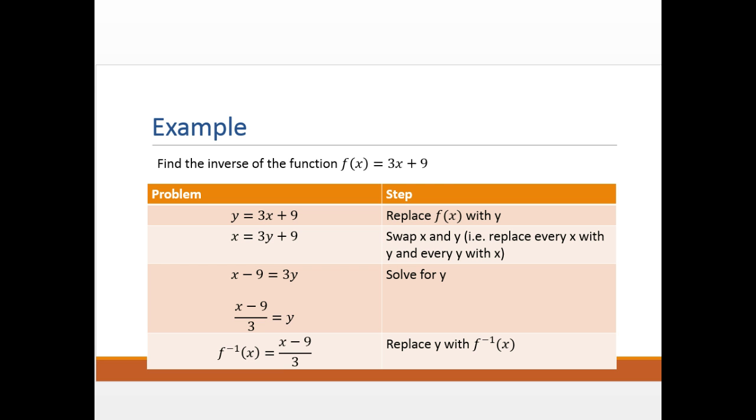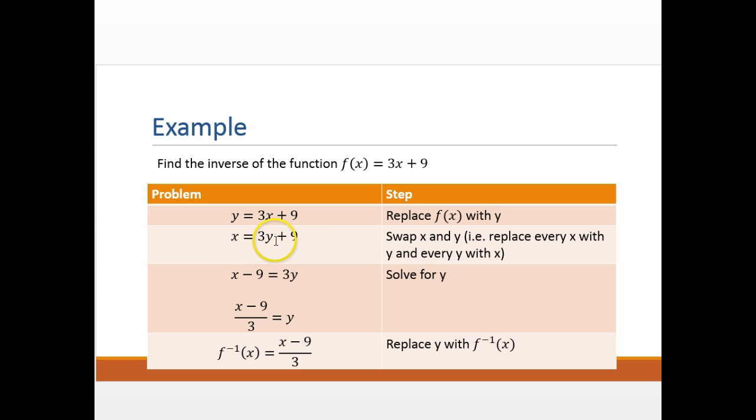Let's look at an example. Find the inverse function of f of x equals 3x plus 9. First step, replace f of x with y. So I get y equals 3x plus 9. Then I'm going to swap the x and the y. So x equals 3y plus 9.